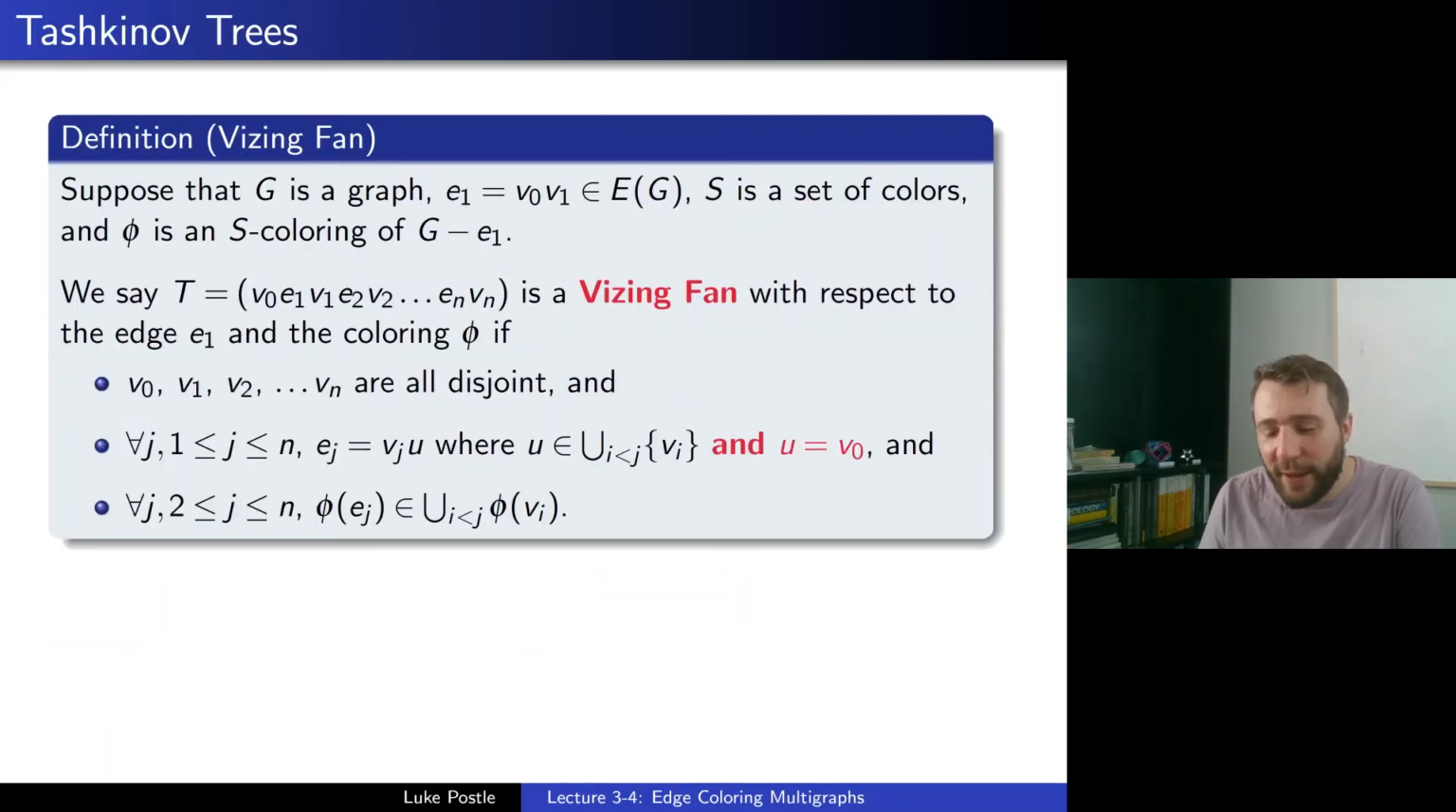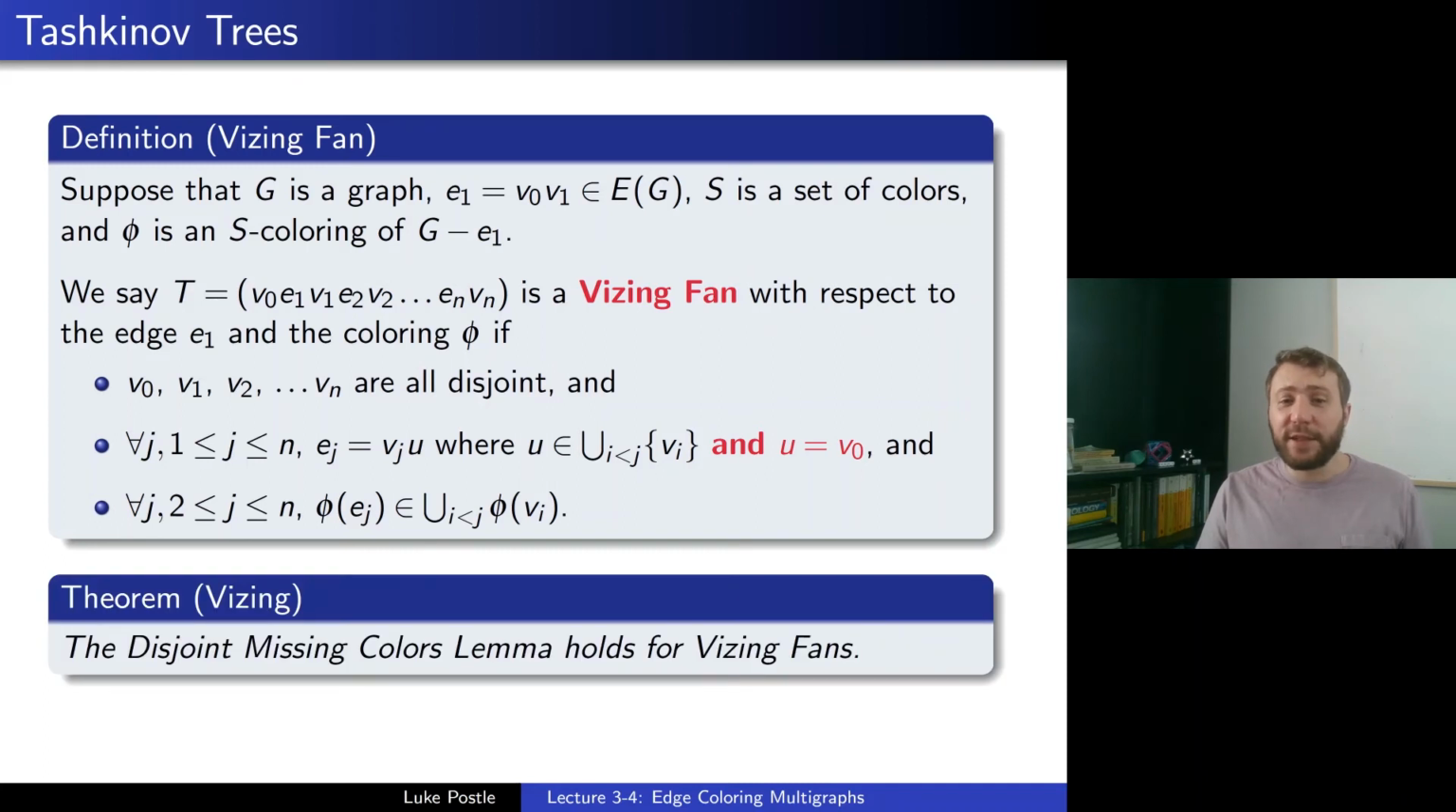And what's known about it, well, I'll just mention that one very useful thing is to generalize Vizing fans. So remember the definition of Vizing fans is you kind of have a star, a fan, and you want the edges that appear in that star to be missing at earlier vertices. And Vizing had shown that this disjoint missing colors lemma holds for Vizing fans.